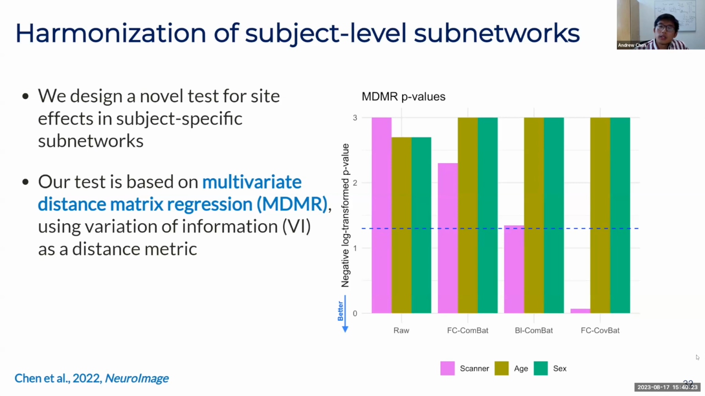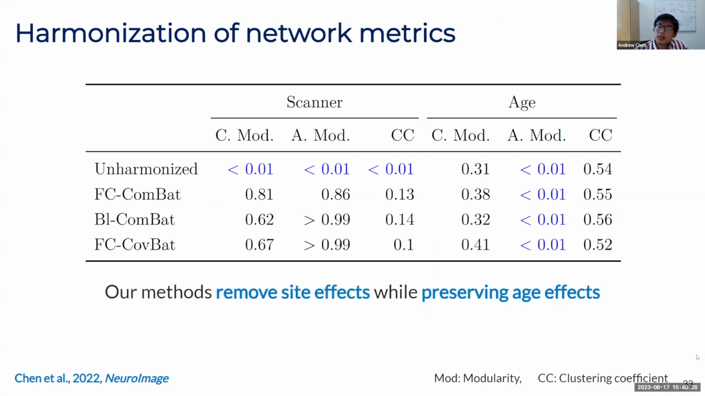And then finally, we examined several network metrics that are related to subnetwork structure, things like modularity with respect to the atlas, modularity detected across the sample, and also the clustering coefficient. And we found that across these network metrics, all the harmonization methods seem to perform quite well, and that all of them largely remove the side effects that are significant in the unharmonized data, while preserving the age effects that we were able to note in the population.